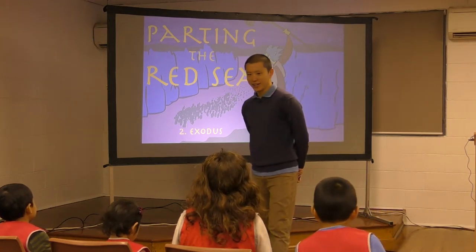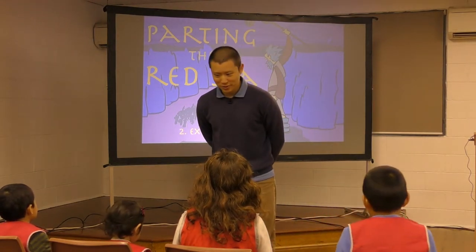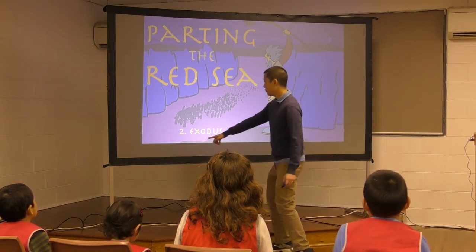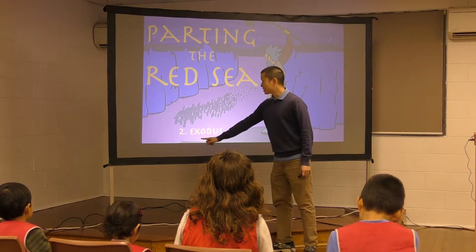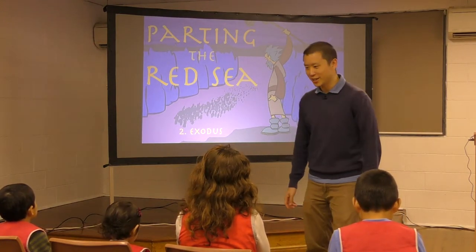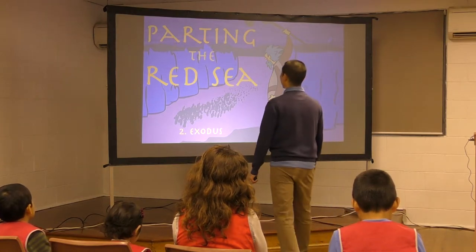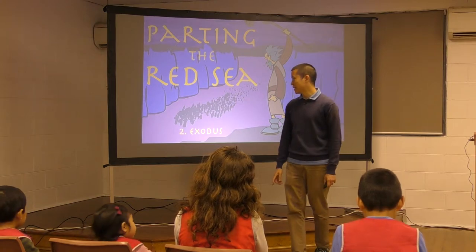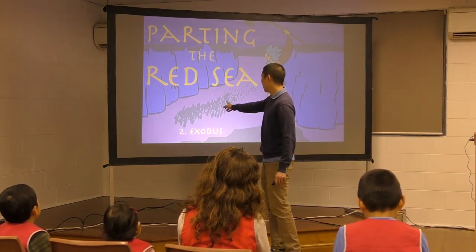Okay, today we're going to go through the parting of the Red Sea. So we're leaving Genesis now. Now we're in book number 2, Exodus. There's a lot of stories in Exodus, but we're going to look at one today in particular, which is the parting of the Red Sea. This is when the Israelites went through the water on dry land.